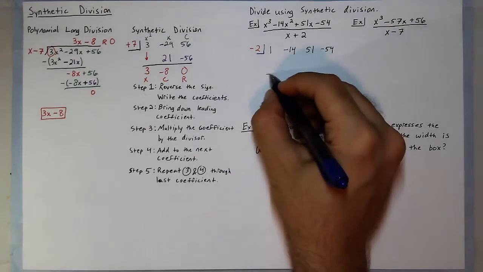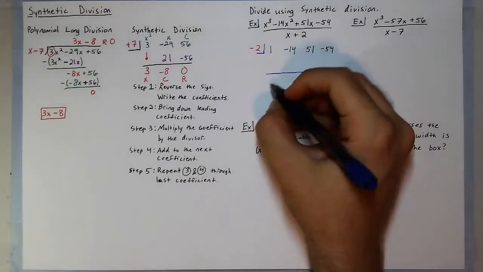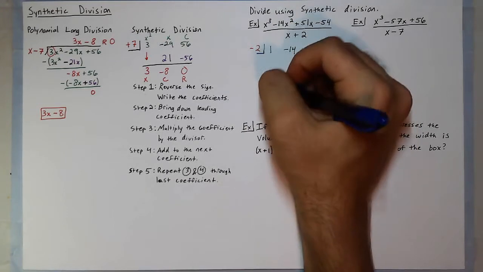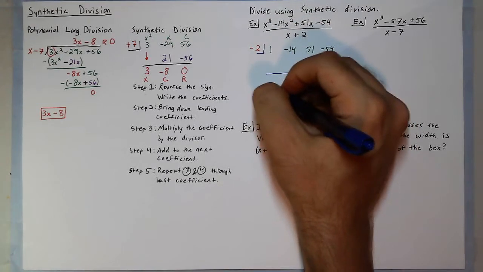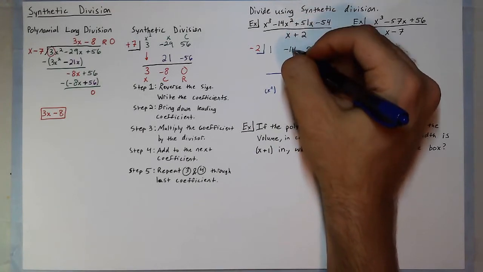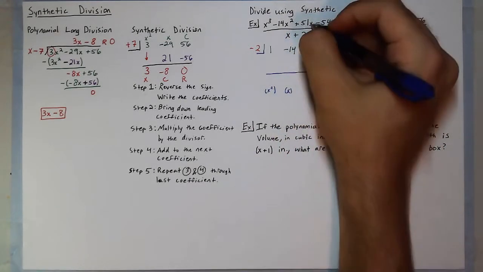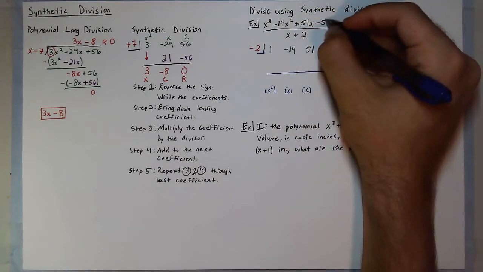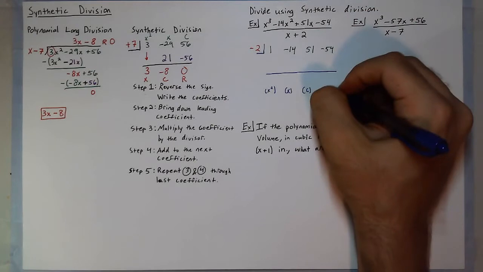Now the thing to keep in mind is, as I go through this, the first term is not going to be an x cubed term in my answer. It's going to be an x squared term. And the next one's not going to be an x squared term. It's going to be an x term. And the next one's not going to be an x term. It's going to be a constant. And now instead of getting a constant here, the last thing is going to be the remainder.